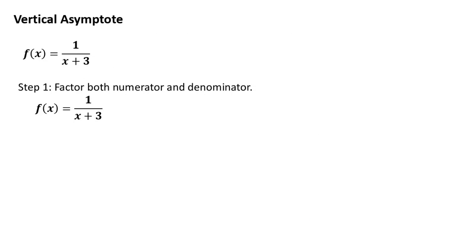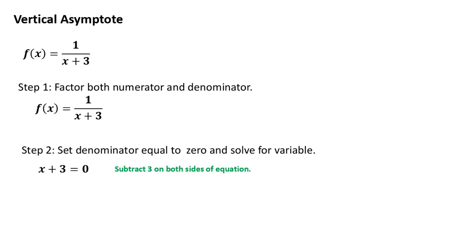So let's figure out the asymptote for this problem. So step 1, factor both numerator and denominator. Well, 1 is already factored and x plus 3 is already factored. So we can go to step 2. Set denominator equal to 0 and solve for the variable. So I take my denominator, set it equal to 0. So I'm going to subtract 3 on both sides. And I get x equals -3, and that's going to be my vertical asymptote.